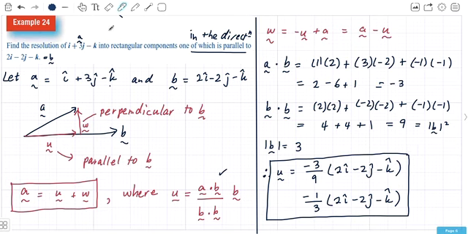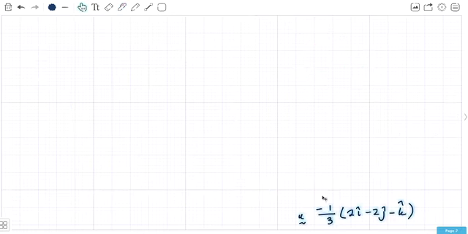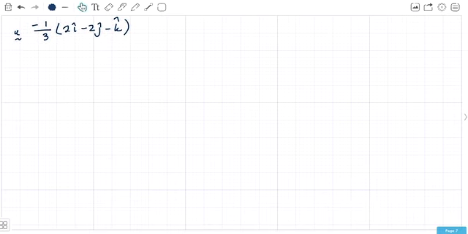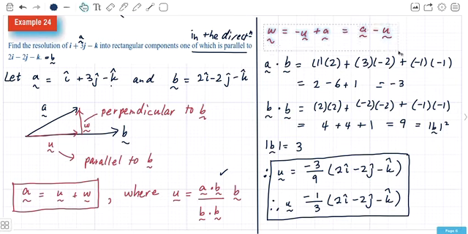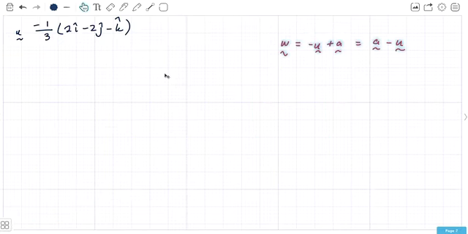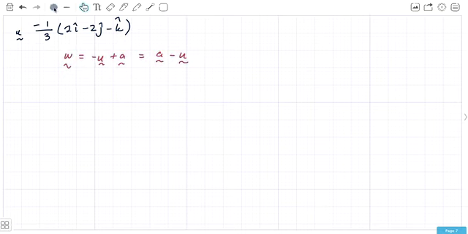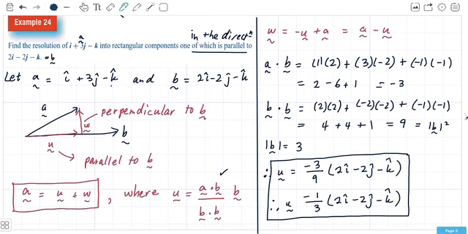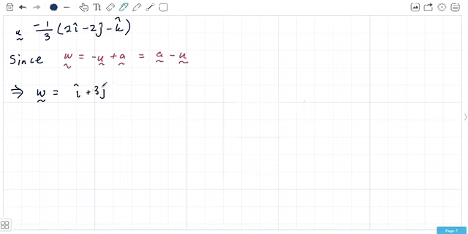Knowing what U is, we are now able to find W. So on the next page, I'm just going to copy that. We know that W, and again, just going to this page here, there's our format for W. So we can use that. So since W equals A minus U, this means that W equals A, and A is here, i plus 3j minus k, minus U.